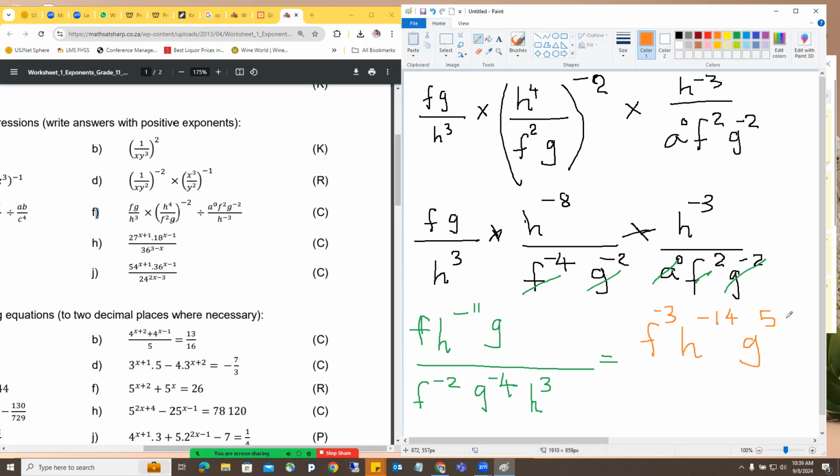Is this the answer? F minus 3, h minus 14, g5, which means the final answer looks like g5 divided by f3 h14. This is the final answer I received.